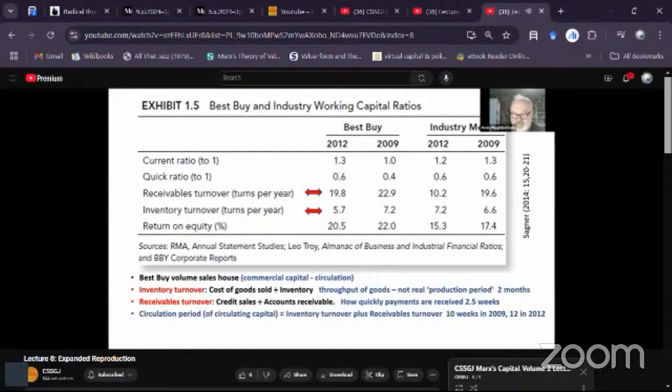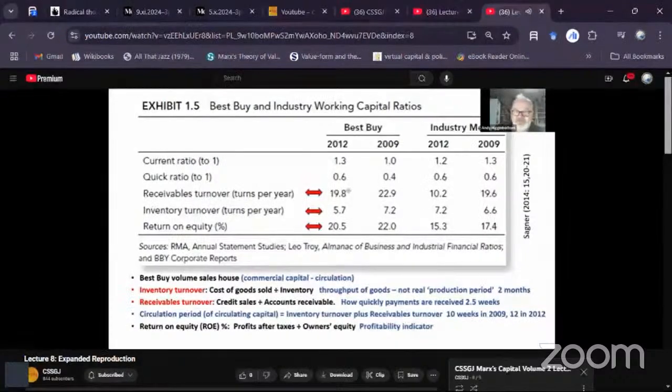If you added those two together, you would actually get the period of the circulation period, right? And it turns out to be about 10 or 12 weeks. So this is close to Marx's conceptualization. And of course, what they're interested in is how, improving or not, the business actually got worse by some measures between these two years because of the decline in trading conditions, basically.